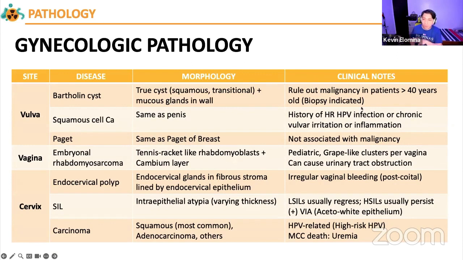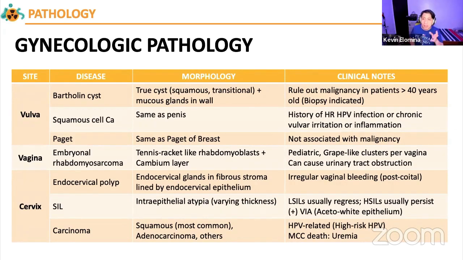The vulvar squamous CA is the same, no, like your penis, and the Paget is the same as that of the breast, but it's not associated with malignancy, unlike that of the breast. For your vagina, your sarcoma botryoides, usually pediatric patient with grape-like mass protruding sa may introitus niya, that can cause local extension to the urinary tract, and that can cause obstructive uropathy.